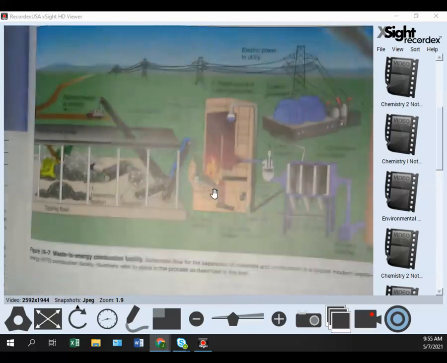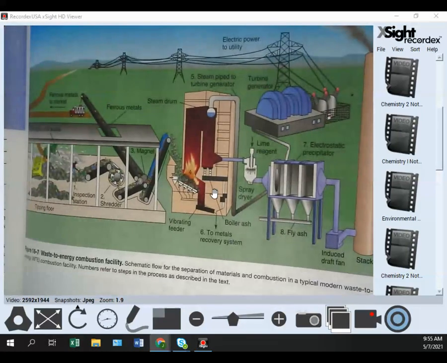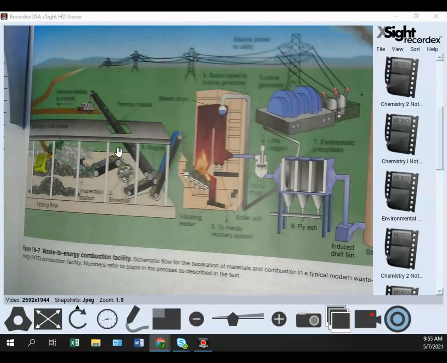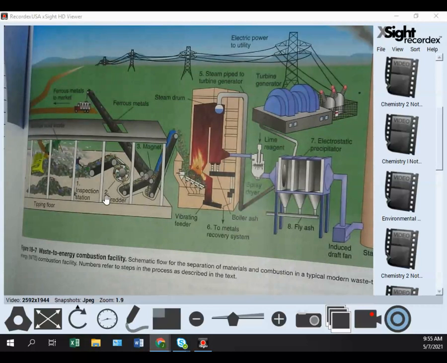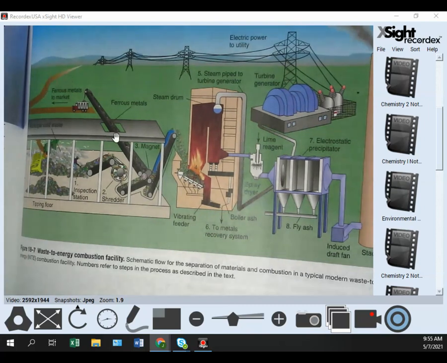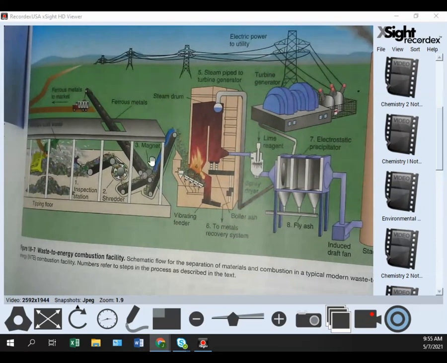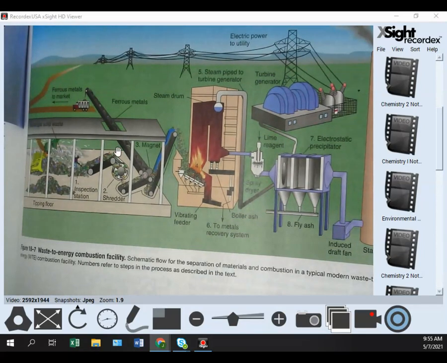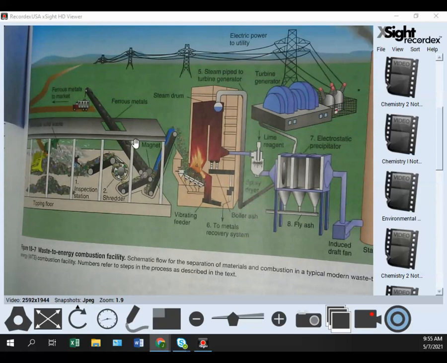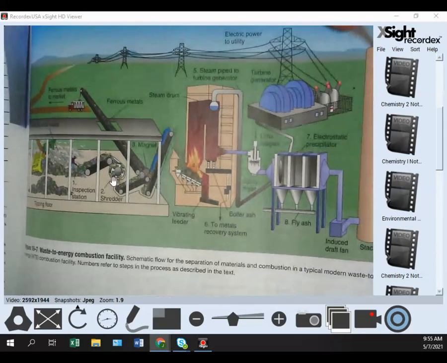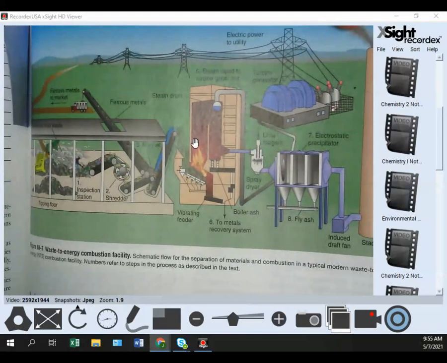In your books, they do have an example, a little picture here, and basically what you can see is the trash coming in, and then this part here is separating it out into stuff that can be recycled, and they can turn some of that into money, like metals and stuff like that are pulled out, and then it gets shredded and sent to the combustion chamber.